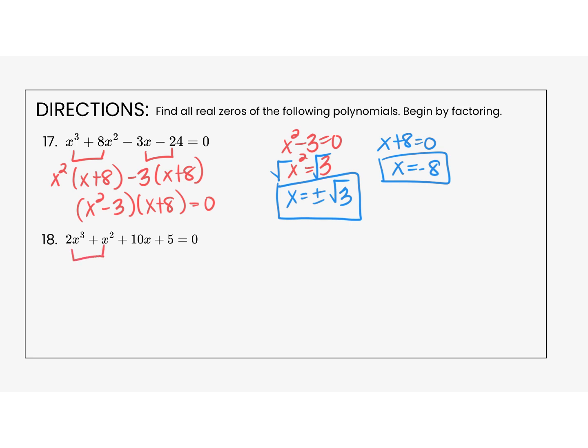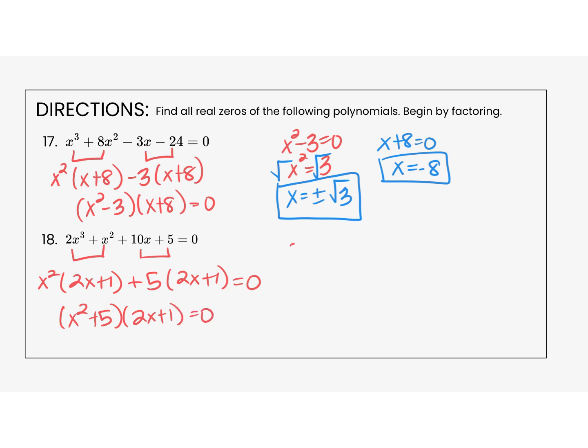Okay, similar option here. Let's look at grouping. So I'm going to pull out an x squared, leaves me with 2x plus 1. I'm going to pull out a 5, leaves me with 2x plus 1. So I get x squared plus 5 times 2x plus 1. Set both of those equal to 0. Let's start with 2x plus 1. That just leaves me with -1/2.